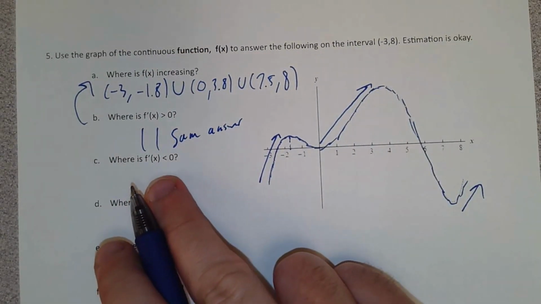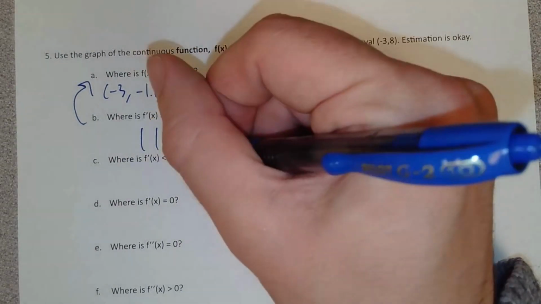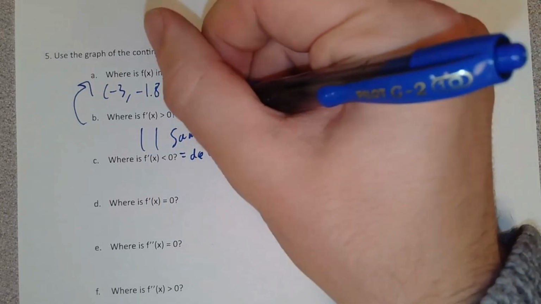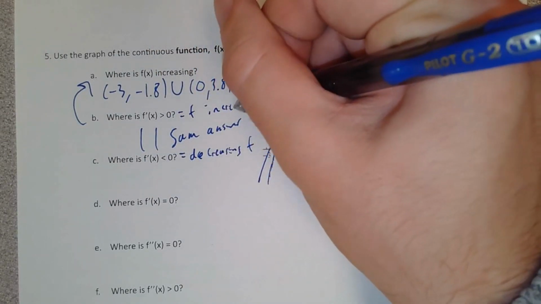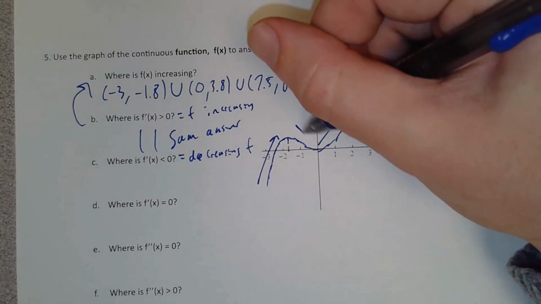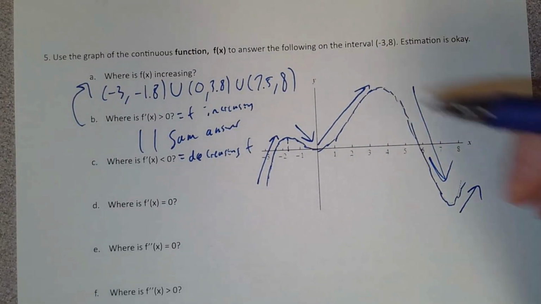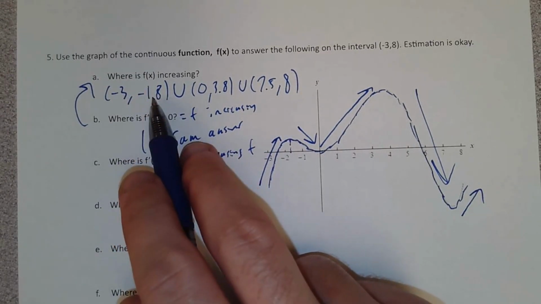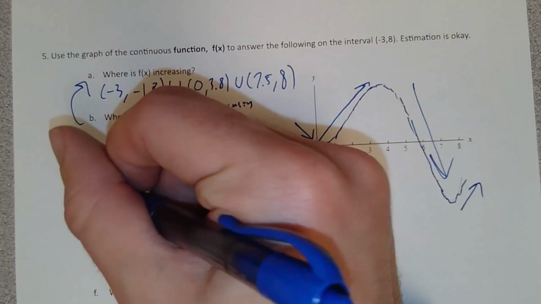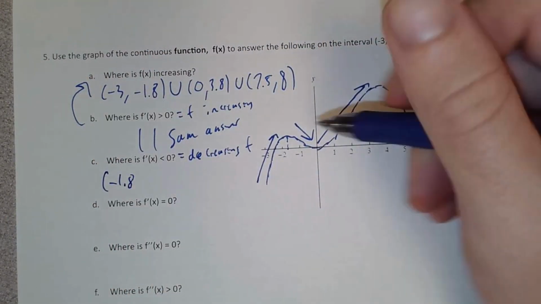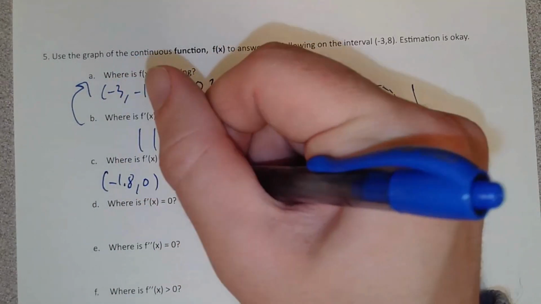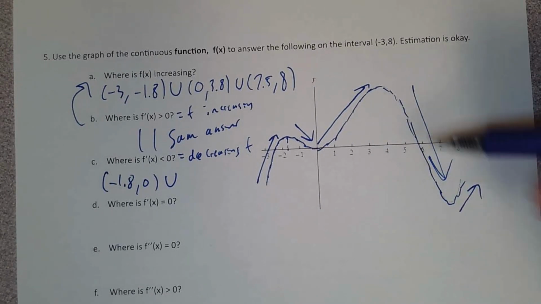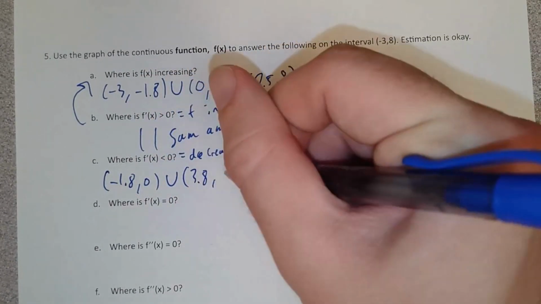Where's the first derivative negative? That means decreasing. So you've got to know this means decreasing f, right? This means f increasing. So where's it decreasing? Here and here. I'm going to pick up where I left off. I'm going to be consistent, right? So if I stopped at -1.8, I need to pick back up at -1.8, -1.8 to 0. And then from 3.8 to 7.5.